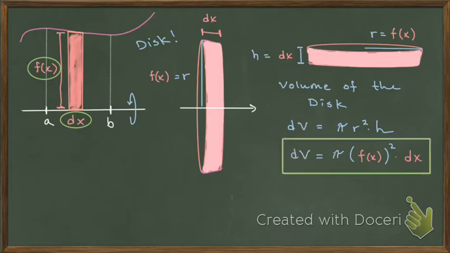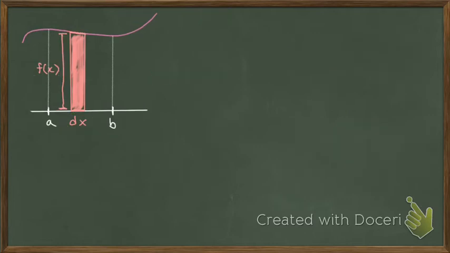It's dx. Okay? That dV is what we're going to use to represent the entire volume of the solid we get when we rotate the entire region about, say, the x-axis. And just like we did with area, we took our representative element of area, dA, and we integrated it.